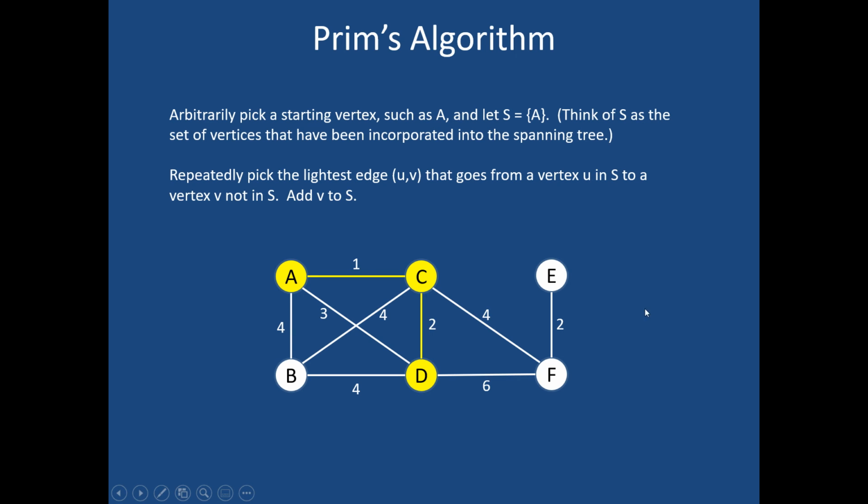And now we want... Kruskal's would do this one, but this isn't Kruskal's algorithm. So we'd pick one of these edges of length 4. And then we would pick this one of length 4, and finally we would pick that one.